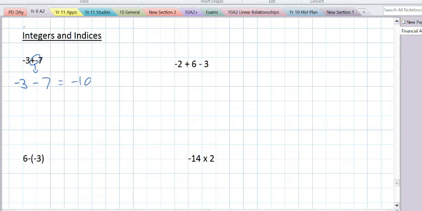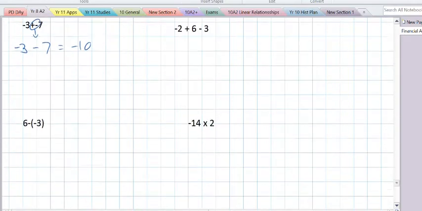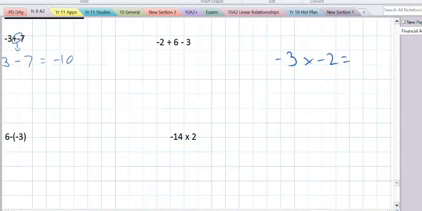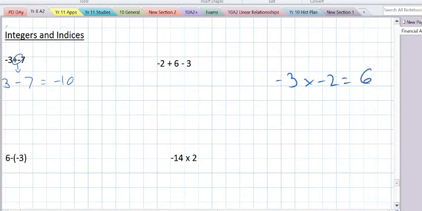Okay, that's an important one to remember. Two negatives, you get a positive. Good. When you have two negatives, you get a positive. But when you're multiplying them, they don't have to be next to each other. So, for example, if you multiply minus 3 times minus 2, they're not next to each other, and it's a positive 6.